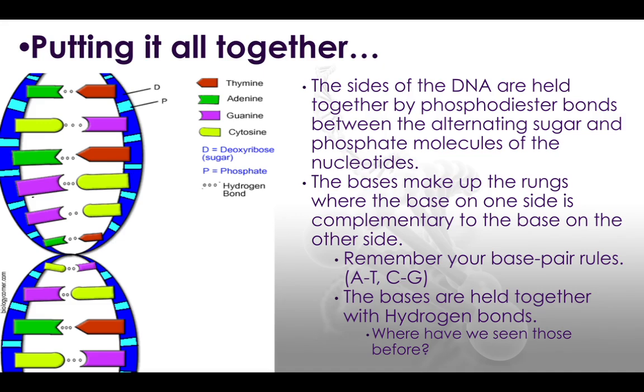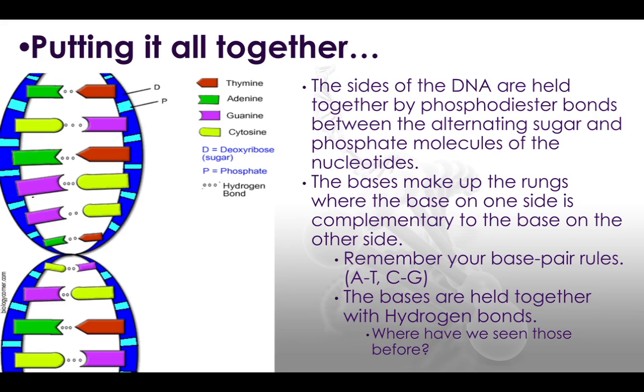So let's put all of this information together. The sides of the DNA are held together by phosphodiester bonds between the alternating sugar and phosphate molecules of the nucleotides. So that means the nucleotides are flipped and alternate back and forth between the sugar being on the outside or the phosphate being on the outside. The bases then pair complementary in the center and make up the rungs of our ladder.